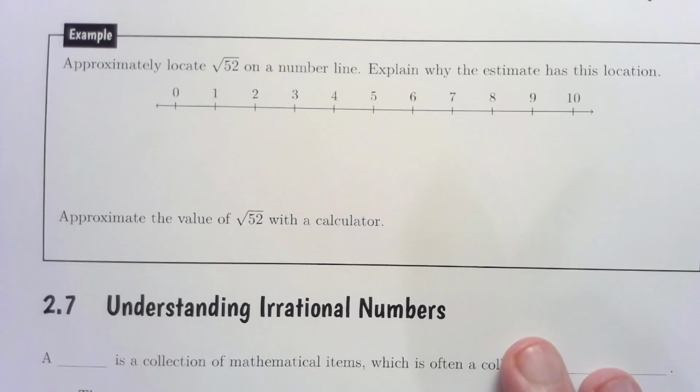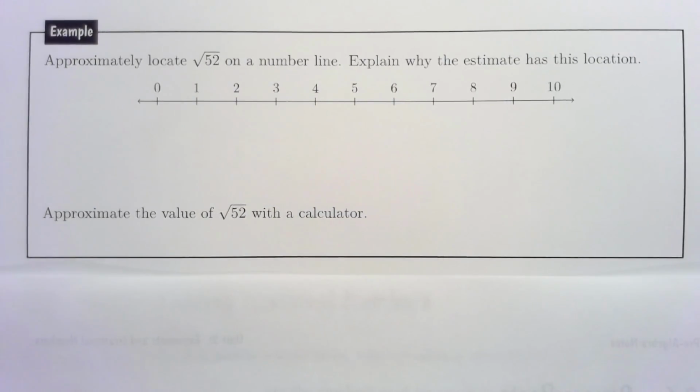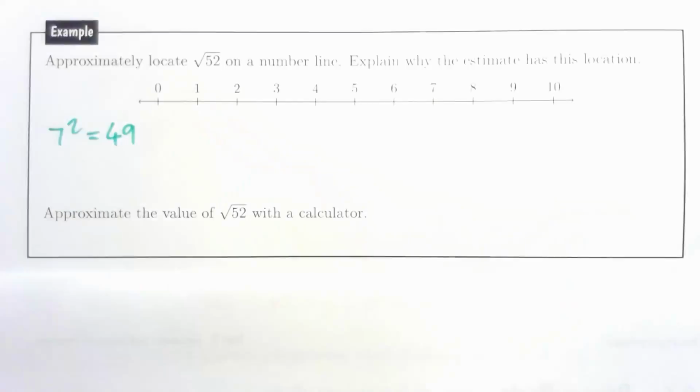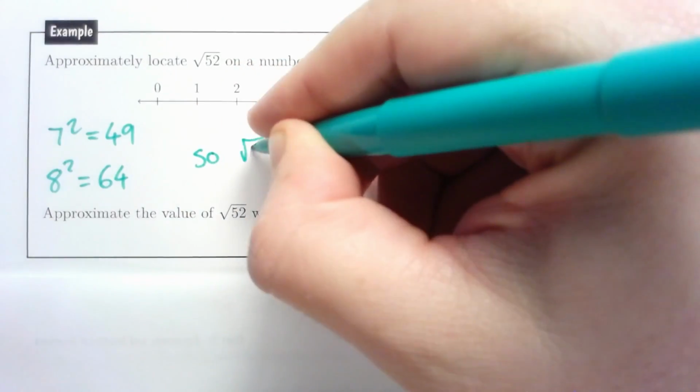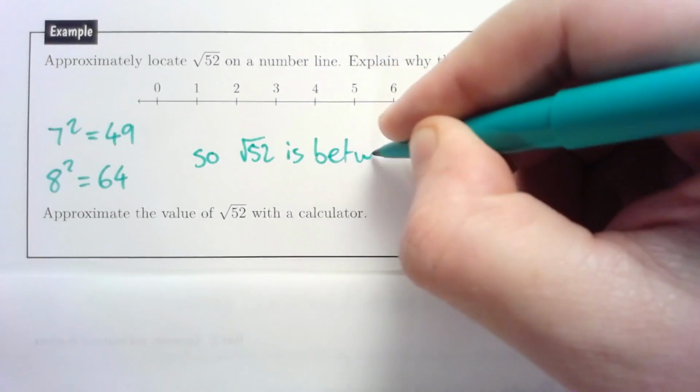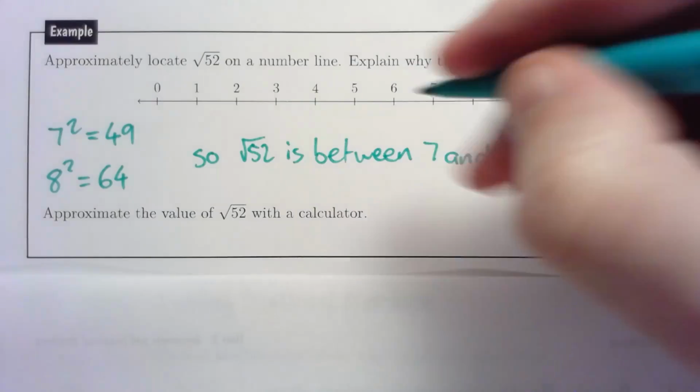Suppose we want to find the square root of a number which is not a perfect square, such as the square root of 52. Well, 7 squared is 49, and 8 squared is 64. So this tells us that our square root is going to fall in between 7 and 8. We can probably expect the square root of 52 to be closer to 7 than 8, because 52 is not that much bigger than 49.